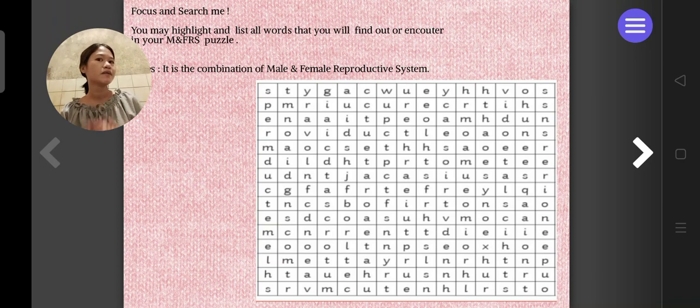So our activity, focus and search me. You may highlight and list all words that you will find or encounter in your MN FRS puzzle. Our clue is it is the combination of male and female reproductive system. For example, oviduct.